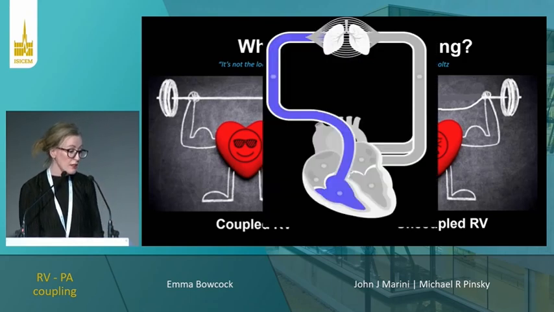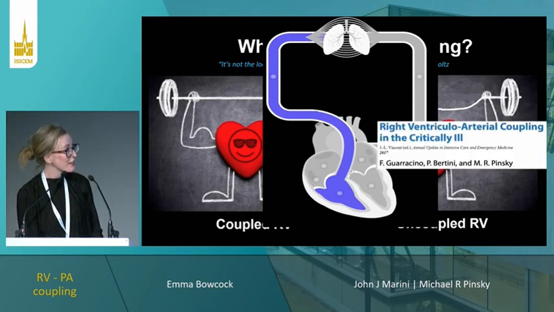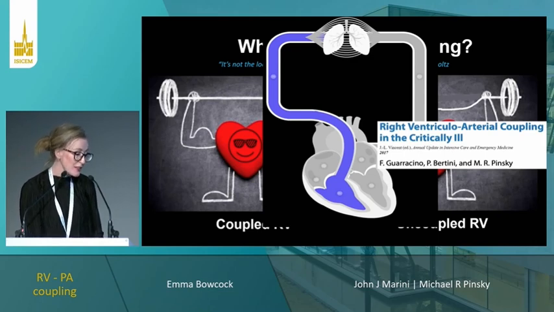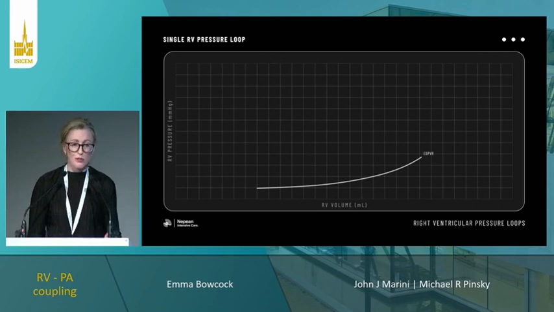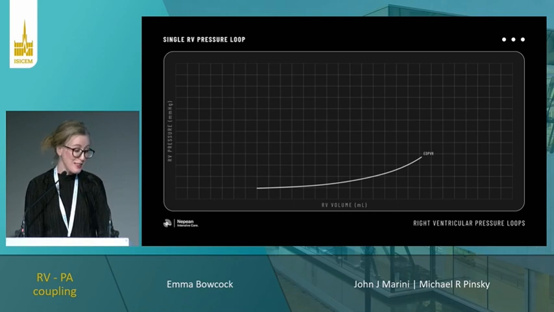But we know that the right ventricle is inextricably linked to the pulmonary circulation, and this is beautifully outlined by Garancino and Professor Pinsky in a very nice article in 2017, which I'd recommend reading. But just to go back to some basic physiological principles, we can't just think about it in those cartoon conceptual ways.